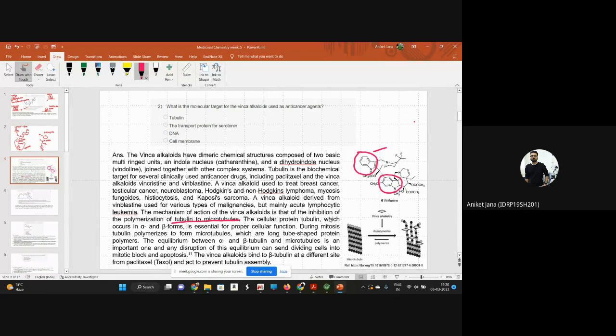The cellular protein tubulin, which occurs in the alpha and beta forms as a dimer, is essential for proper cellular function. During mitosis, tubulin polymerizes to form microtubules, which are long tube-shaped protein polymers. The equilibrium between alpha and beta tubulin and the microtubules is an important one. Any disruption of this equilibrium can send dividing cells into mitotic arrest and apoptosis. The vinca alkaloid binds to beta tubulin at a different site from the paclitaxel (taxol) binding site and acts to prevent tubulin assembly.